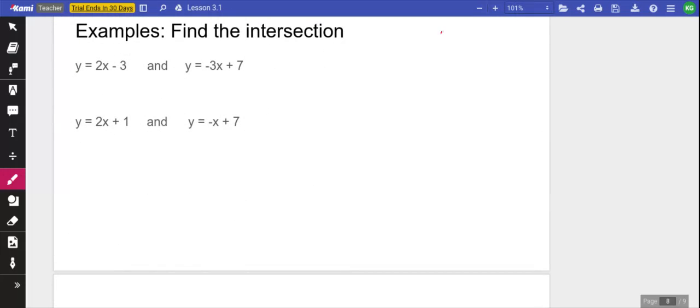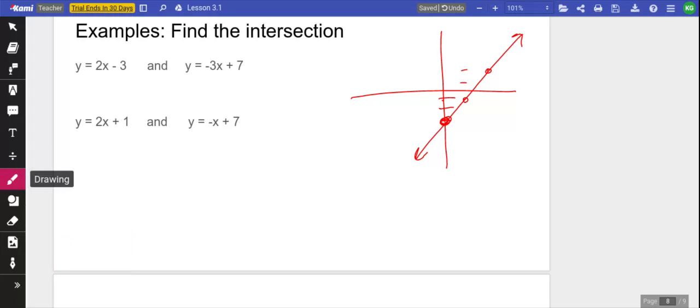You could do it by graphing or elimination, but substitution works best for these. So if I have this, and you don't have to draw a picture, y equals 2x minus 3, so up 2 over 1. So there's the red line. And the second equation is y equals -3x plus 7. So 1, 2, 3, 4, 5, 6, 7. Down 3 over 1. So we know that the point where these two are going to cross is somewhere in quadrant 1, so they should both be a positive x and a positive y.